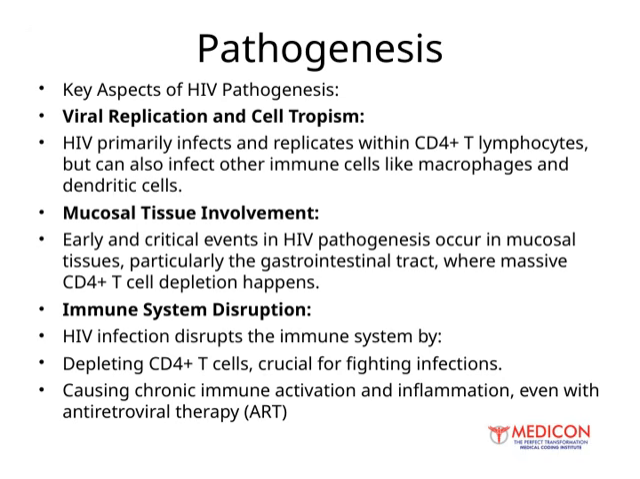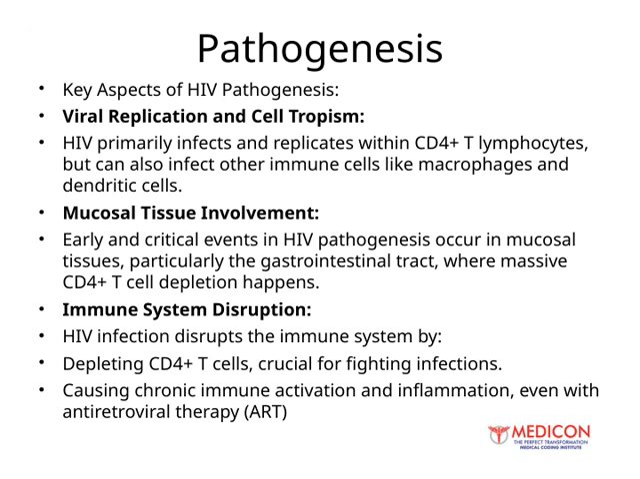Next, we have mucosal tissue involvement. Early in infection, critical events occur in mucosal tissues, especially in the gastrointestinal tract. This is where we see a massive depletion of CD4+ T cells, and this early damage plays a significant role in the progression of the disease.